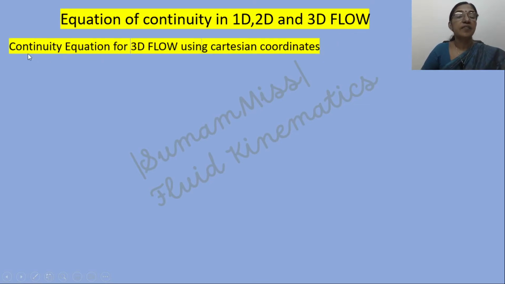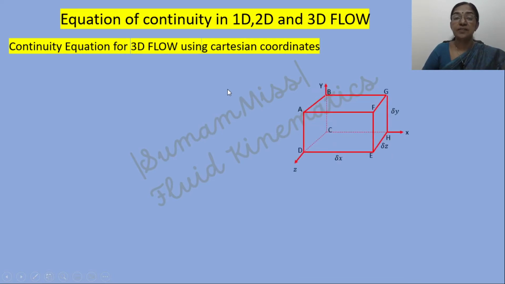Let us start with the derivation of the continuity equation for three-dimensional flow using Cartesian coordinates. Consider a control volume A, B, C, D, E, F, G, H within the flow field in the form of a rectangular prism having sides delta x, delta y and delta z in the x, y and z directions respectively. Since it is a three-dimensional flow, the velocity has the component u in the x direction, v in the y direction and w in the z direction.